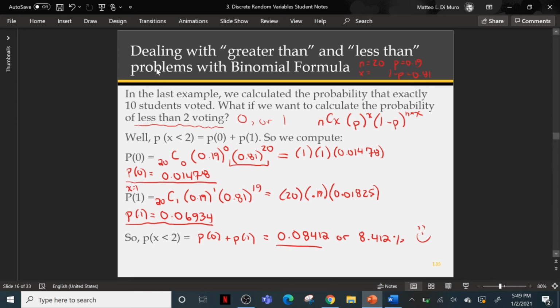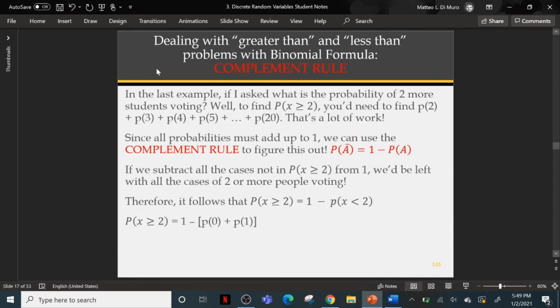I'm not going to do a greater than problem. I think there's some in the homework, but you just need to figure out, well, what does it mean if less than 2 people vote? Figure out which cases it is, and then individually calculate them, add them up. Okay. Some of you might see an issue with this already. So I'm going to show you something called the complement rule. And the complement rule is not that you have to be nice to me. It's actually a mathematical principle.